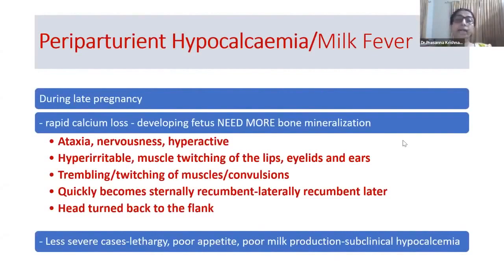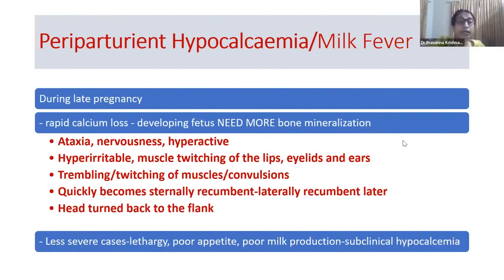Then another condition, very common again especially in late pregnancy in animals, is hypocalcemia, periparturient hypocalcemia or milk fever. Especially when the animal is in late pregnancy there is calcium loss, because the developing fetus needs more calcium for bone mineralization. The demand is higher when there are multiple fetuses, more than two.